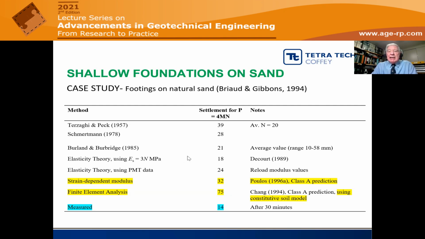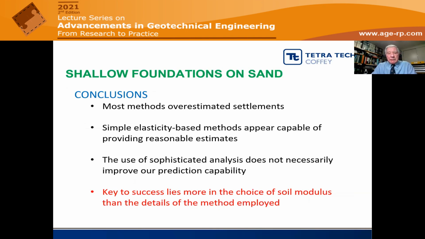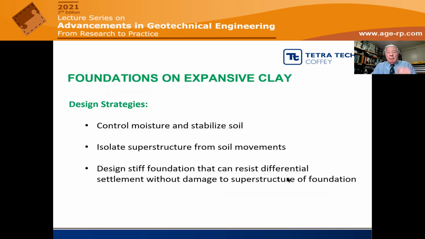Much of the level of success that you have depends on how you quantify the ground and what parameters you assign to it. So as far as that's concerned, most methods tend to overestimate settlements. Simple elasticity methods are not that bad. Sophisticated analysis doesn't necessarily improve our ability to predict. And the key really lies in terms of the soil modulus rather than the method.